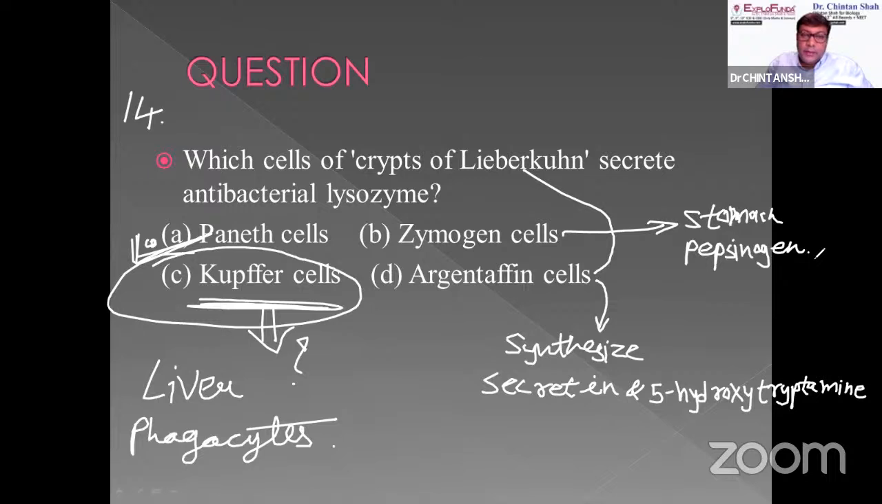Which of the cells of the crypts of Lieberkühn secrete antimicrobial lysozymes? That will be the Paneth cells. Then who will synthesize secretin and 5-hydroxytryptamine? That is the argentaffin cells. Zymogen cells are present in the stomach, and they secrete pepsinogen.